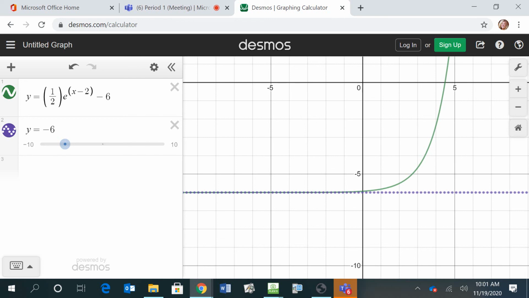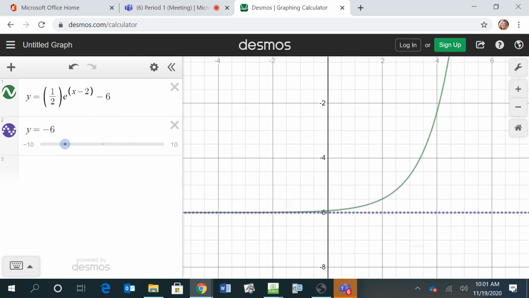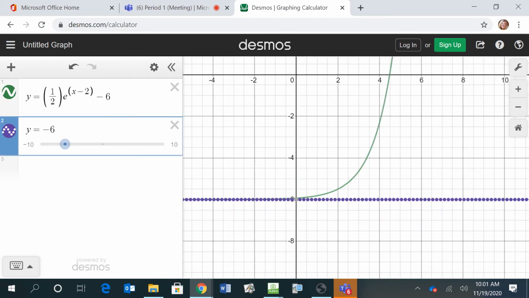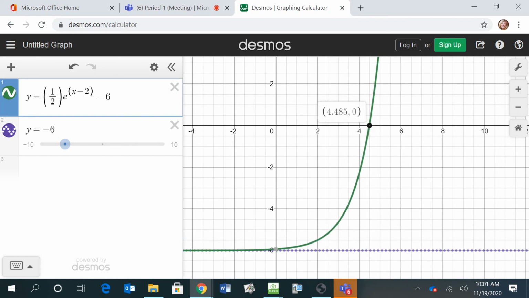Vertical asymptotes. There will never be vertical asymptotes with exponentials. Horizontal asymptote, as you can see it off to the left of my screen, y equals -6. It's not x equals. Again, it cuts through the y-axis, so y equals -6. Intercepts. This particular problem happens to have 2 intercepts, and I can zoom in here. I simply click on the graph. I can see there is a y-intercept, and this problem has an x-intercept. I can click on it and can also see the x-intercept.